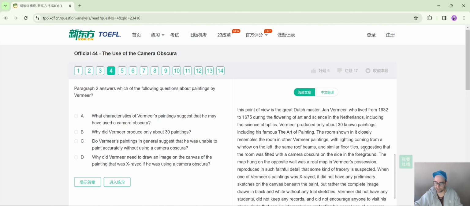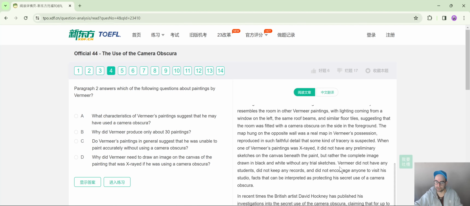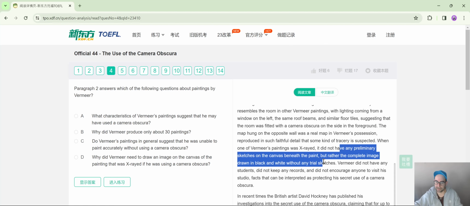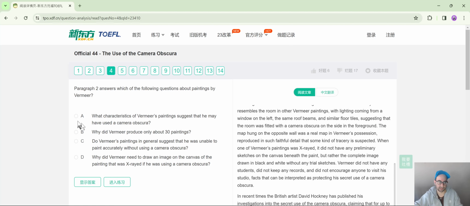Let's keep skim reading quickly, suggesting that was fitted with this. The map hung, that's a characteristic. When one of them did not have this. Yeah, these all seem like aspects, traits, characteristics. So A is the answer. And then move on. Don't check all 4 if you know A is the answer. If you didn't see them answer A, then go through the rest of them.